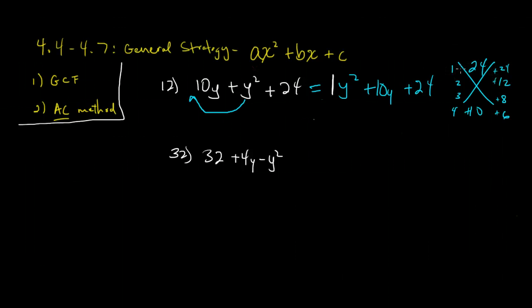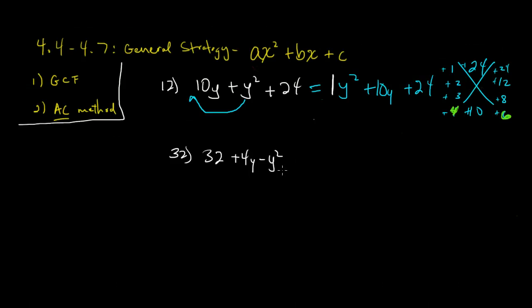And 24 is also positive, so that means that these are the same sign. And so which of these factors, when I add them together, am I going to get 10? 1 plus 24 is 25. No. 2 and 12. Well, if it was 12 minus 2, it would be a positive 10. But they're both positive, so that's 14. That's not going to work. 3 and 8 are 11. Here we go. 4 plus 6.